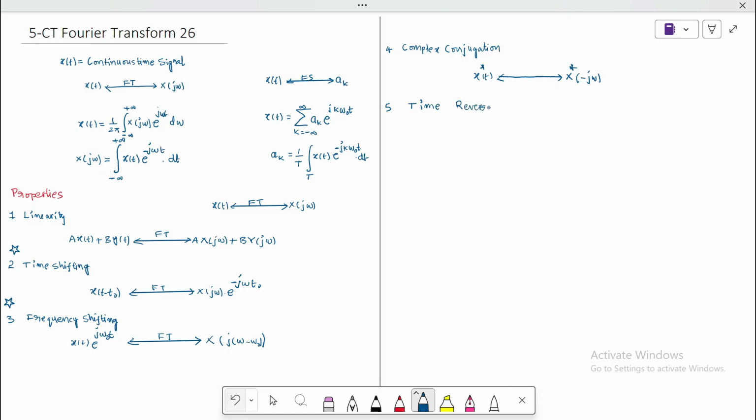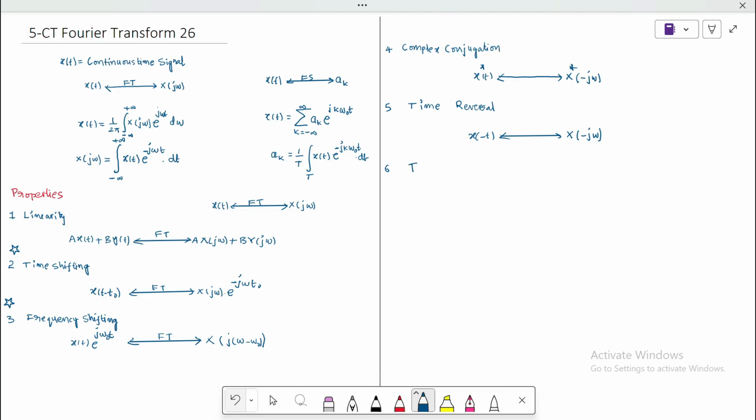In time reversal, if the signal is reversed in the time domain, x of t, the same reversal happens in the frequency domain. So x of t Fourier transform equals x of j omega. For x of minus t, omega must be replaced by minus omega. This is x of j omega.